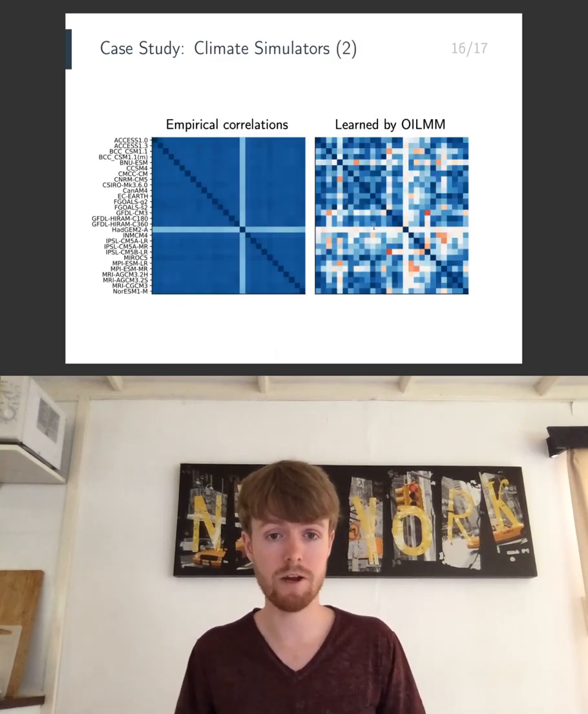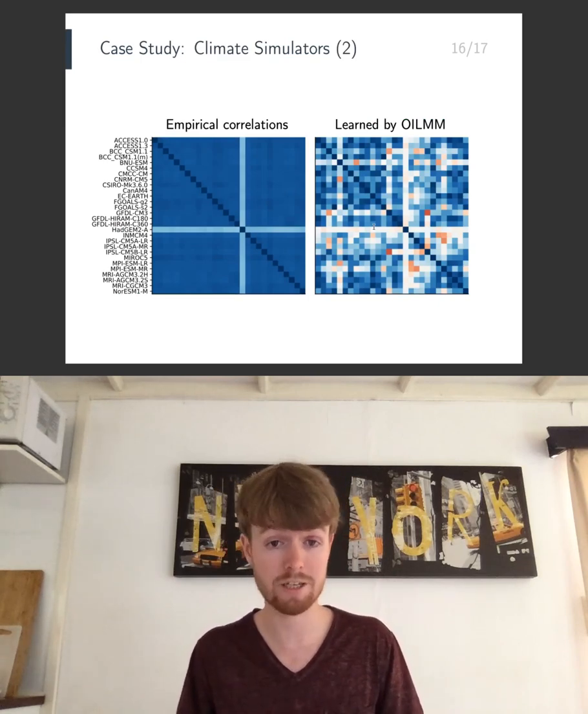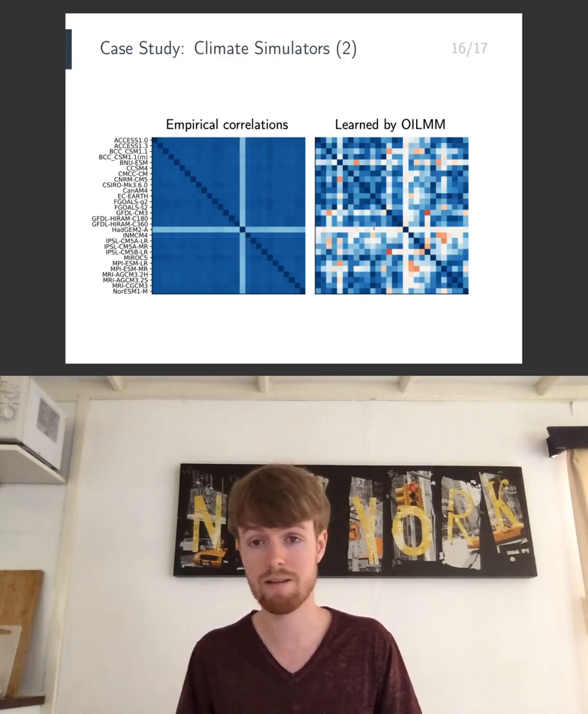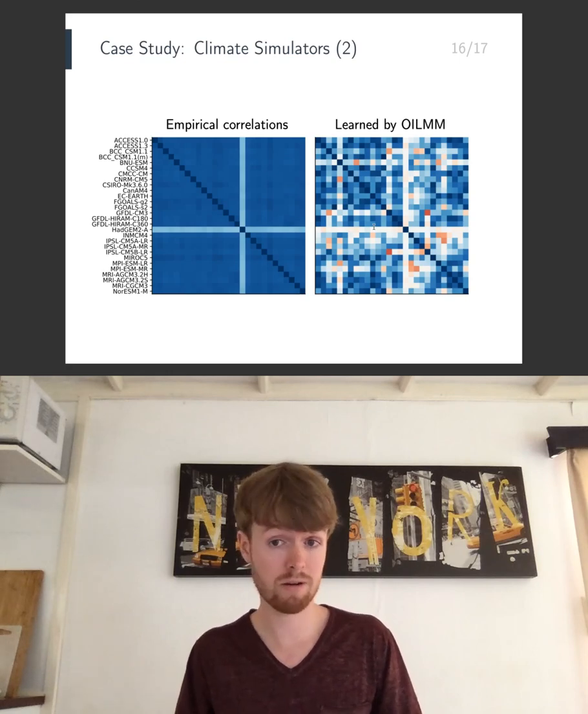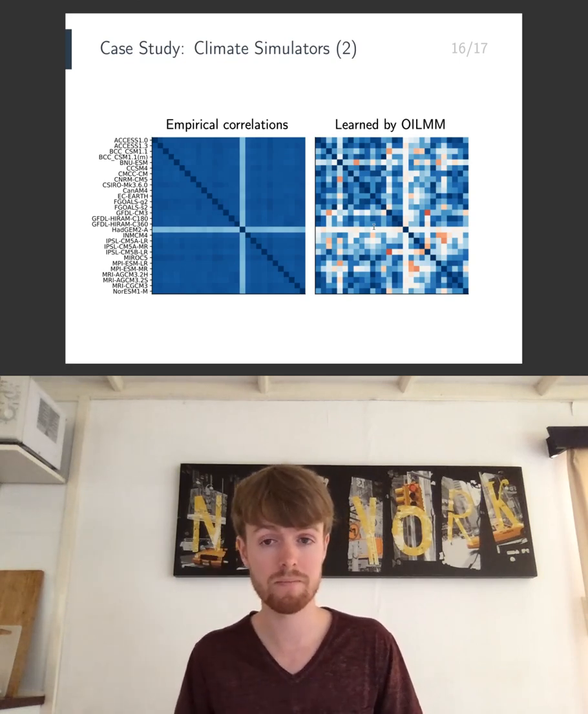The results are as follows. Indeed, observe that the empirical correlations show that all simulators are highly correlated, as expected. In contrast, the covariances learned by the OILMM are much richer and even exhibit negative correlations, the red pixels.